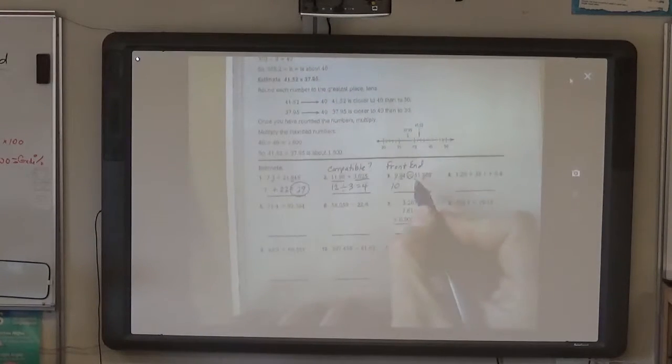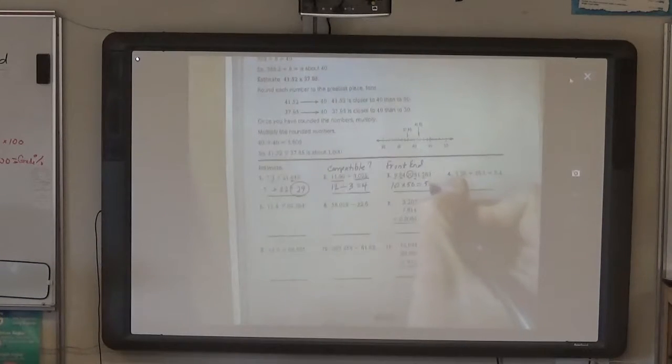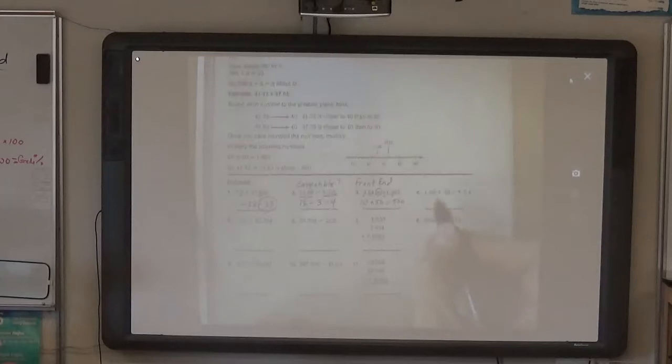How about 51 and 263 thousandths? Round using front end estimation. 50. Yep. It's between 50 and 60. And it's closest to 50. 10 times 50 is 500. Okay. So far so good.